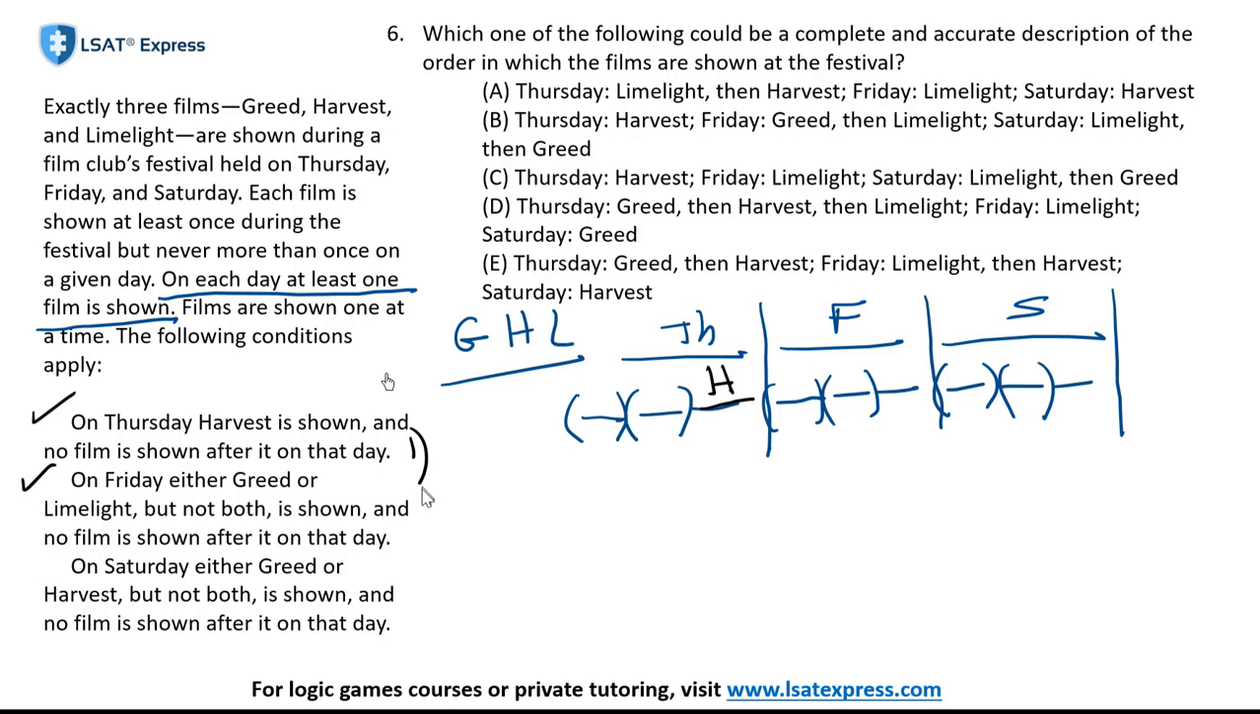How about rule 2? On Friday, either G or L, but not both, and no film is shown after it on the day. So that's really 2 rules, either G or L, and it's the last film. So I could write here G/L. And the rule also says either G or L, but not both, which means what? We cannot have 3 films. It's either G or L, but it's not both of them. The max we could have on Friday, it looks like it's only 2 films.